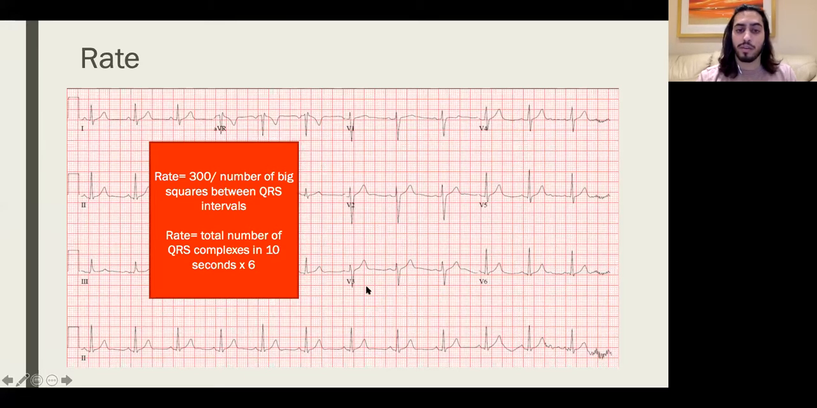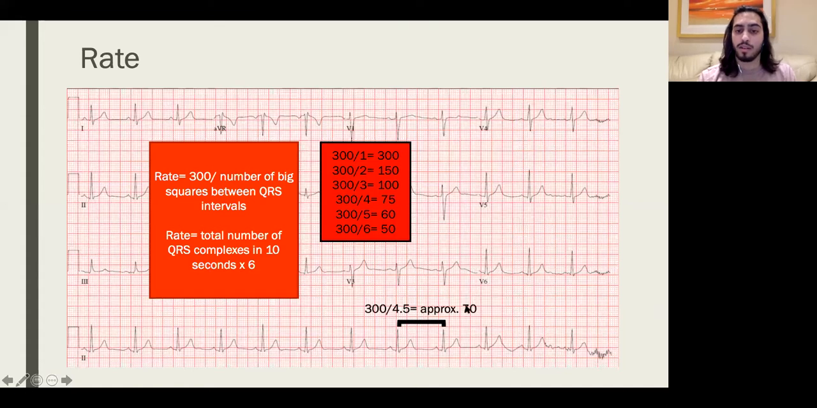300 divided by 4.5, about 70, okay. And you can eventually, with practice, you don't have to remember your 300 times table or your divisions. You just know 300 divided by 1 is that, 300 divided by 2 is this, and you kind of pick it up as you go along. So 300 divided by 4, 300 divided by 5, you know the heart rate's going to be somewhere between 60 and 75. And we don't need an exact number.